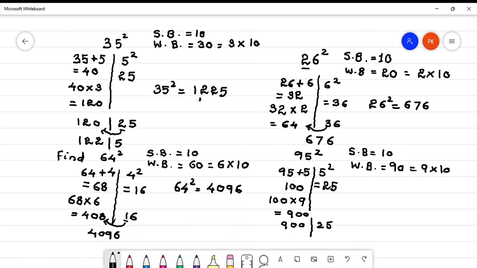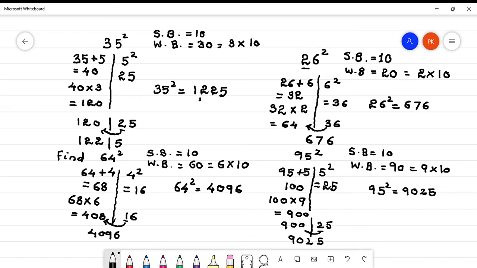So now what to do? Because the standard base is 10, only keep 5 on this side. The excess number 2 will carry forward on the left side. So 900 plus 2, that is 902, which gives me 95 square as 9025.